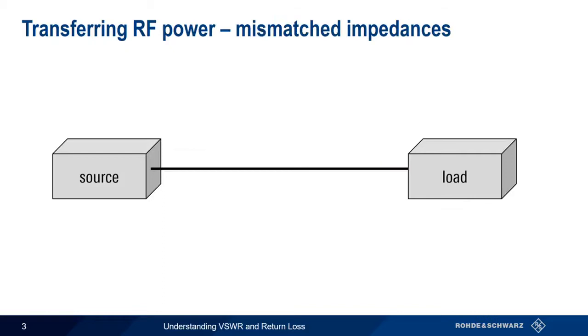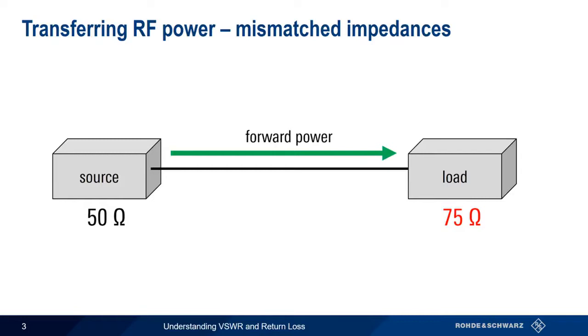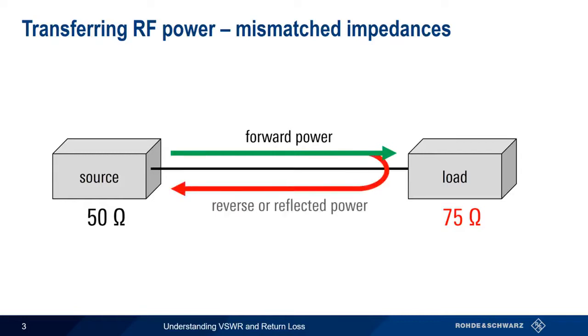So what happens if there's a mismatch or difference between the source and load impedances? In this case, the impedance mismatch causes some of the power from the source, or the forward power, to be reflected from the load back towards the source. This power is called the reflected or reverse power. We'll use the terms interchangeably in this presentation. Reflected power is almost always undesirable. There are very few cases where we would want any power reflected from the load back towards the source.